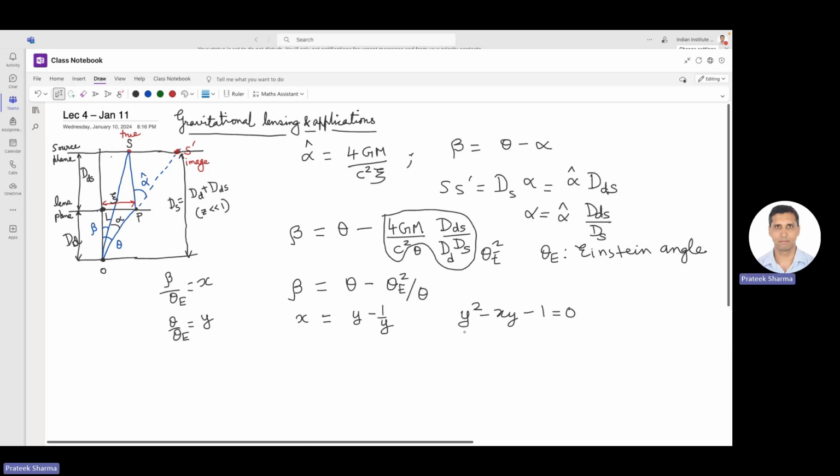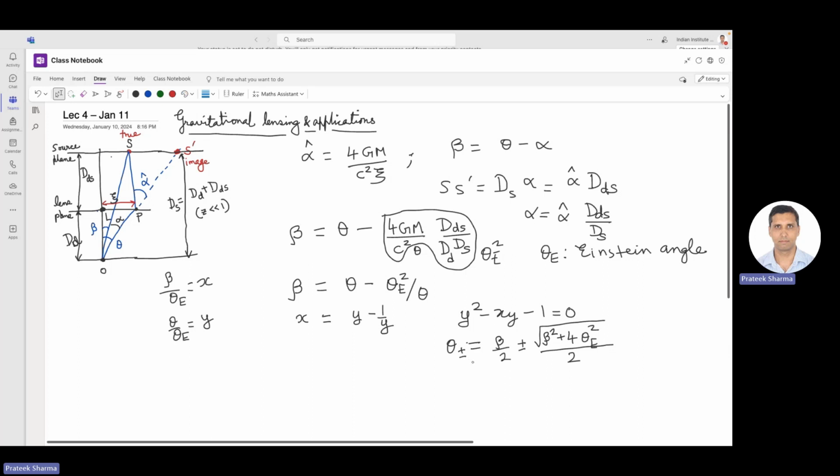You get two solutions. y is nothing but theta, so theta is equal to, there are two solutions, let's call them plus and minus. Theta plus minus is equal to beta by 2 plus minus the square root of beta squared plus 4 theta_E squared, by 2. So basically this tells us that there will be two images formed in this case, and these are the angular locations of the two images.